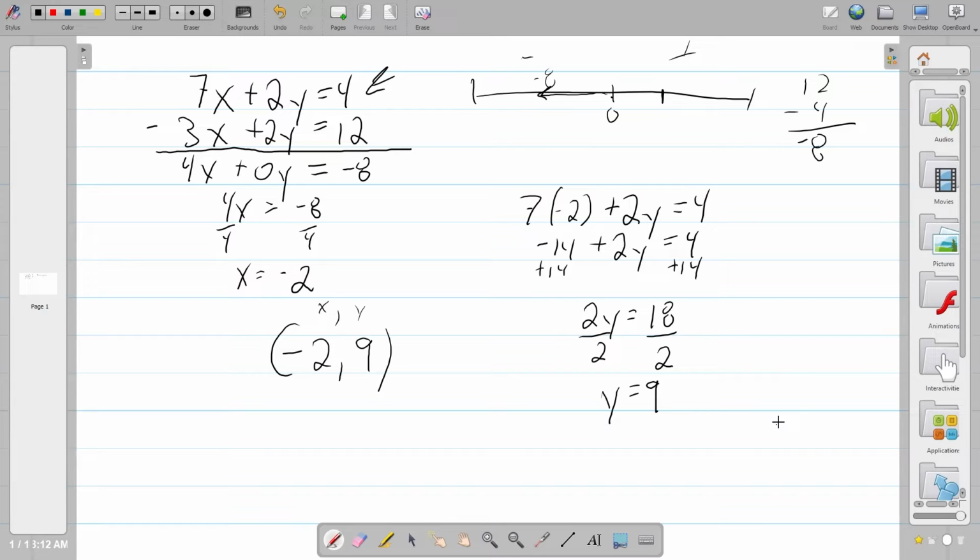All right, so turn and talk. Suppose the second equation in the system in task 2, which is what we just did, is replaced with 3x minus 2y equals 12.